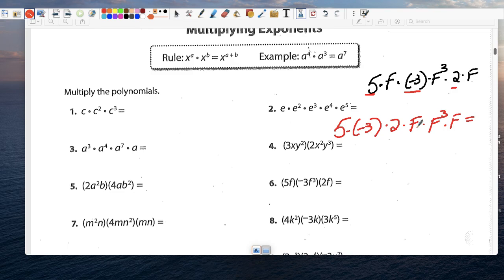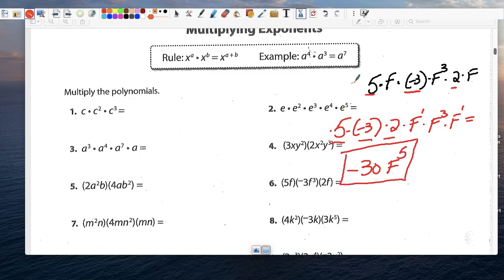That's what that expression looks like. Now, all my variables on the right, all my coefficients on the left. So 5 times 3 times 2 is just 30, but it's going to be negative. F times f to the third power times f. Remember, we keep the base, add the exponents, and there's an exponent of 1 here, an exponent of 1. So it's 1 plus 3 plus 1, which is 5. So my final answer is this.